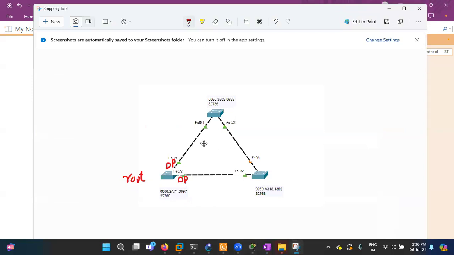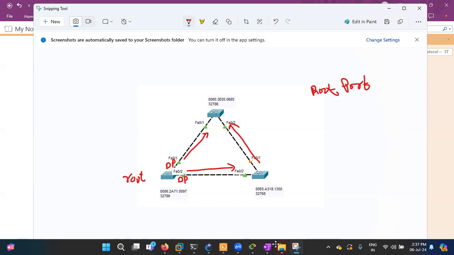Now next question, which port will become a root port? So what you learn? Which port is receiving BPDU? They are sending BPDU here and here, right? And this is also sending to here, like that. Now, tell me a thing, which port will become a root port?